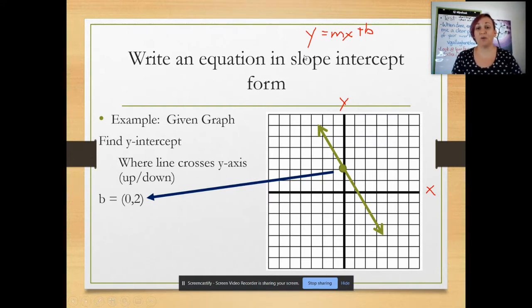The next thing I need to do is I need to find the slope part. To find the slope from a graph, you need 2 points. Now, lucky for us, we've already found one of them. We can use our y-intercept as one of the points. So now I just need to find a second point.